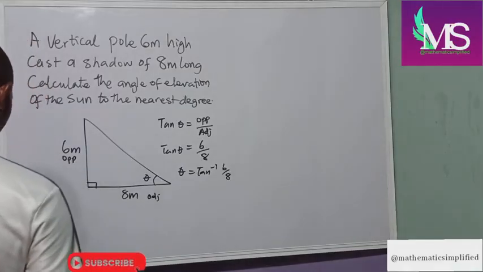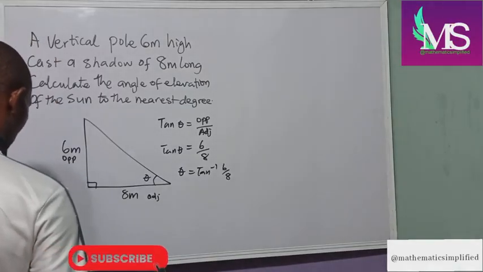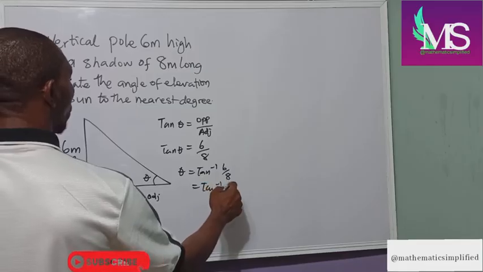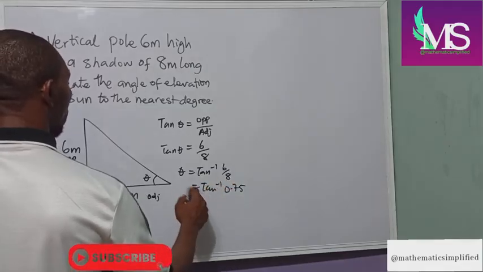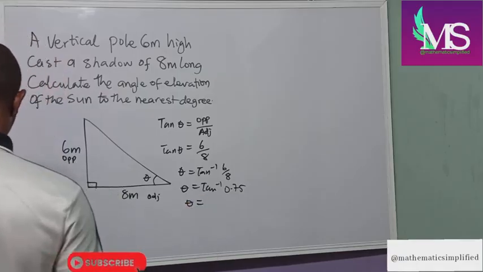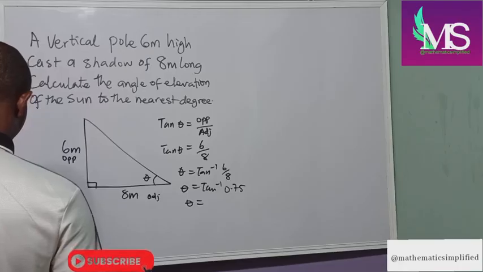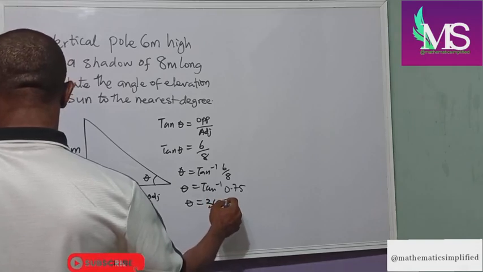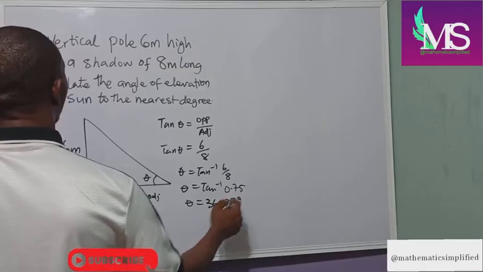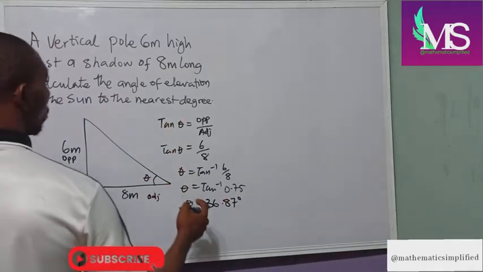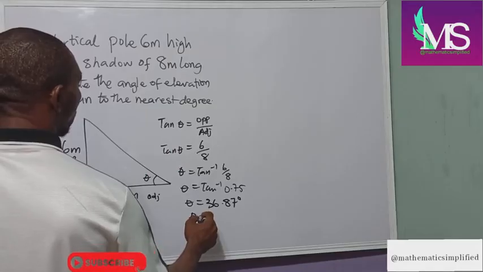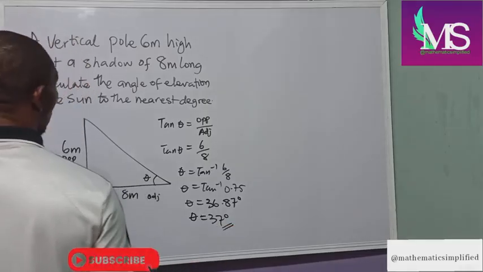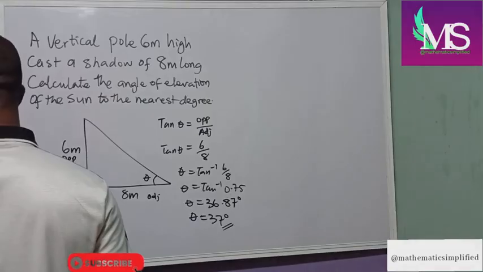Now, 6 divided by 8 will give us 0.75. So tan inverse of 0.75, our theta will become 36.87 degrees. Now they say to the nearest degree. To the nearest degree will become 37 degrees. So the angle of elevation is 37 degrees.